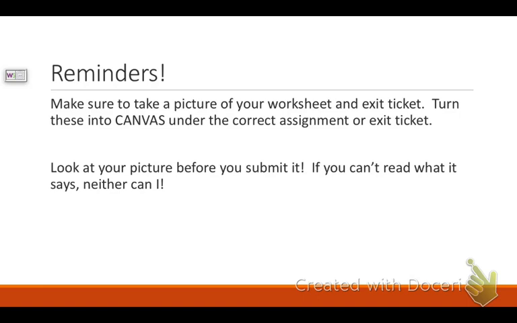Alright, so let's go over that again. Make sure to take a picture of your worksheet and exit ticket. Turn these into Canvas under the correct assignment or exit ticket. Look at your picture before you submit it. If you can't read what it says, neither can I, and that's extremely important. Again, if I go too fast on any of these videos, you stop, pause them, and get caught up and stay on task. That's my expectation, ladies and gentlemen.